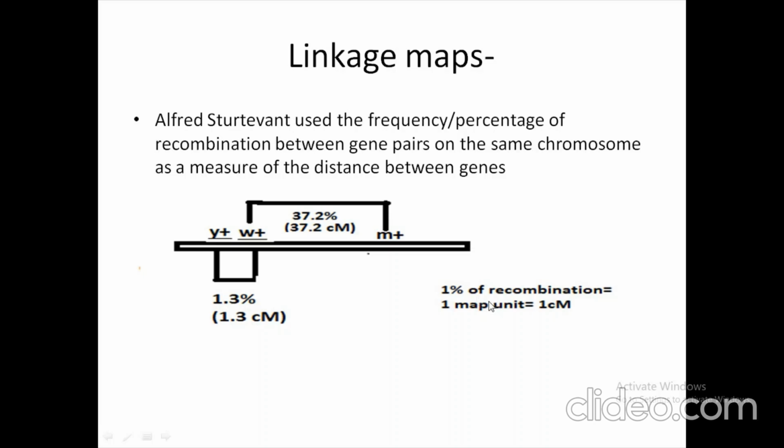The percentage of recombination of Y plus and W plus is 1.3%. Hence, the distance between them is 1.3 map units or 1.3 centimorgans. Similarly, the percentage of recombination between W plus and M plus genes is 37.2%. Hence, the distance between them is 37.2 centimorgans or 37.2 map units.